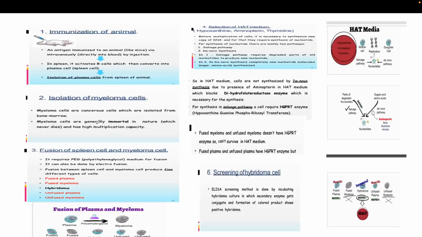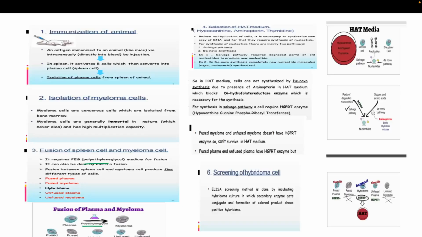Okay, then the third step is fusion of the spleen cell and myeloma cell. Through the fusing agent, polyethylene glycol, we fuse these two cells together. Here you can see that when the plasma cell and myeloma cell are fused together with the help of polyethylene glycol, there are five probabilities for the cells produced.